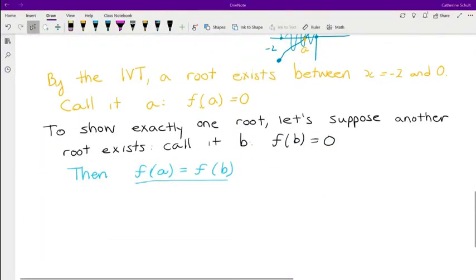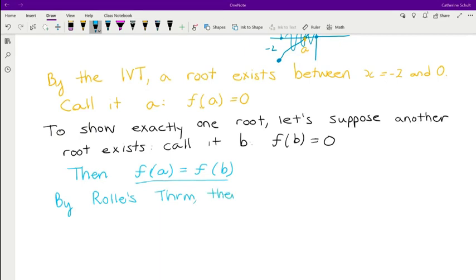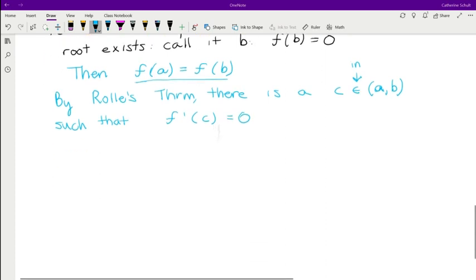Okay, so then by Rolle's theorem, there is a c in that interval. Remember that little element sign means in, where the derivative at that point is 0. All right, fair enough. But let's bring our function back.